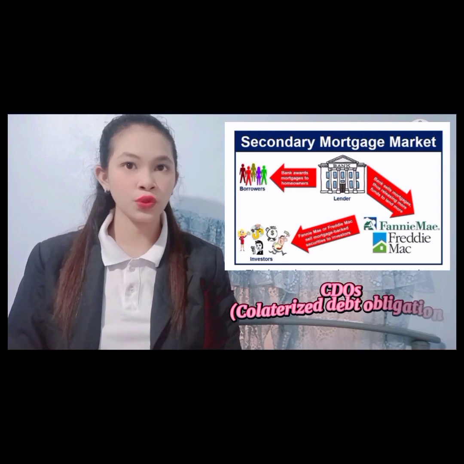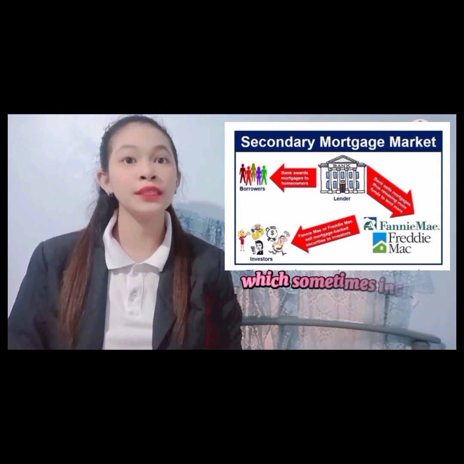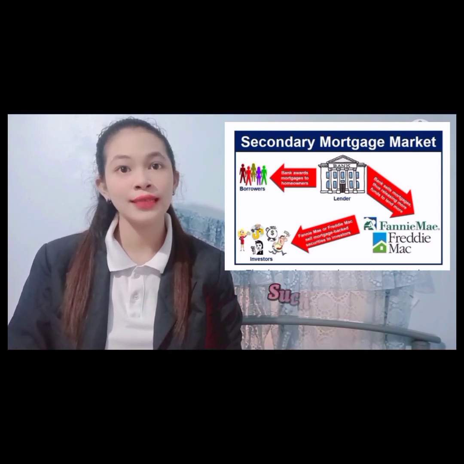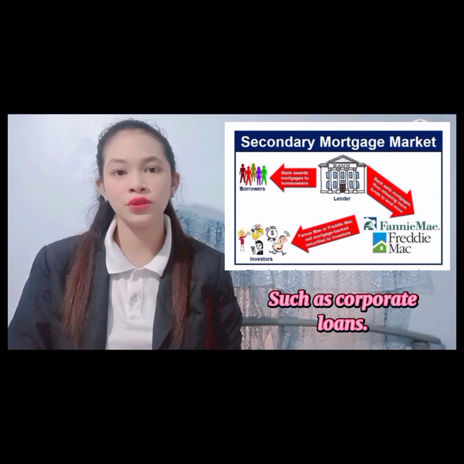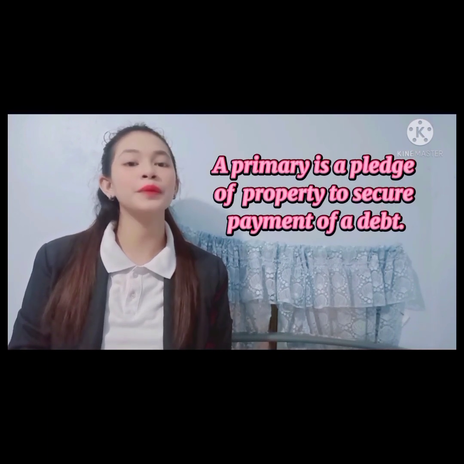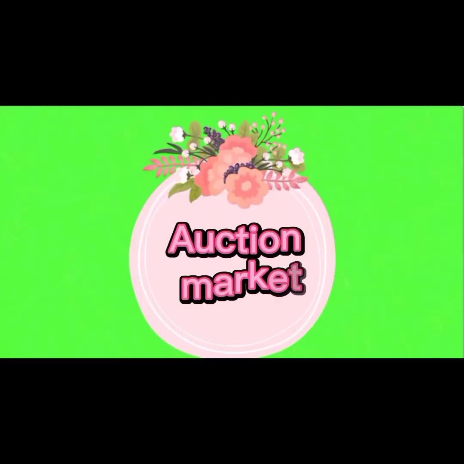Mortgage market. CDOs, collateralized debt obligations, which sometimes include other kinds of debt obligations such as corporate loans. The mortgage market is a collection of markets which include a primary market. A mortgage is a pledge of property to secure payment of a debt.